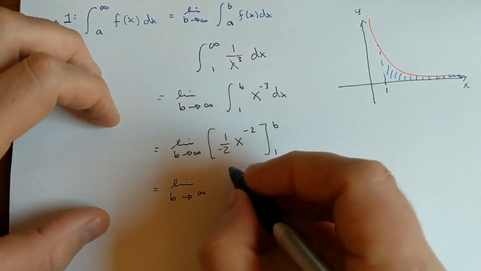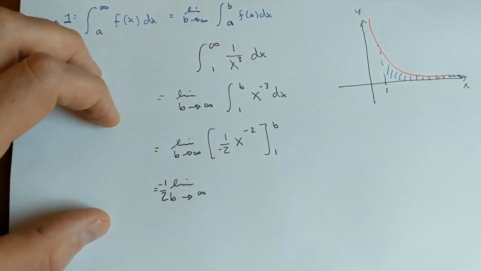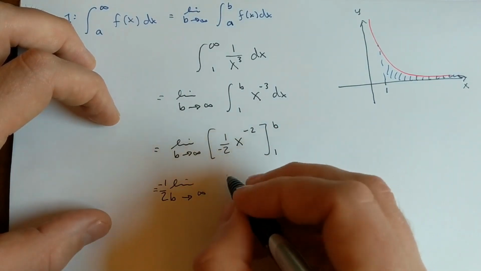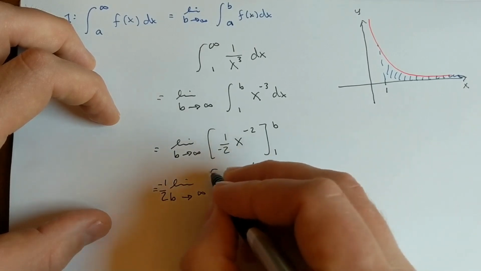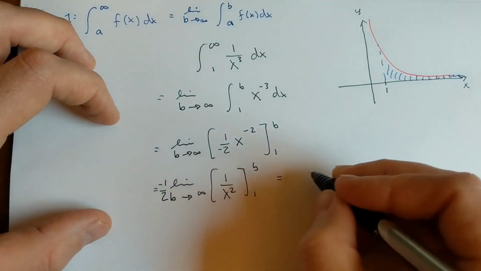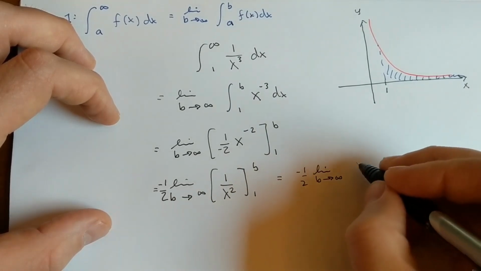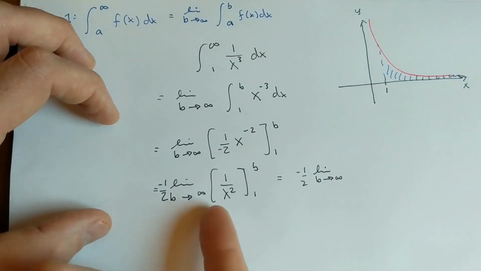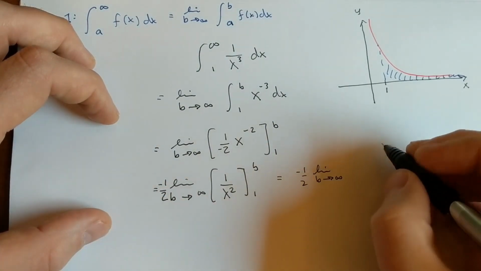Let's remember some properties of limits. You can actually take this negative 1/2 all the way out to the front. And so really all we're dealing with is this 1 over x squared, and we're going from 1 to b. So negative 1/2 times the limit as b goes to infinity, and now we're going to plug in b and 1. You don't have to take the negative 1/2 out if you like leaving it in or it makes more sense to you, but just make sure you know what we're talking about here. It's 1 over x squared. And so let's write it down.